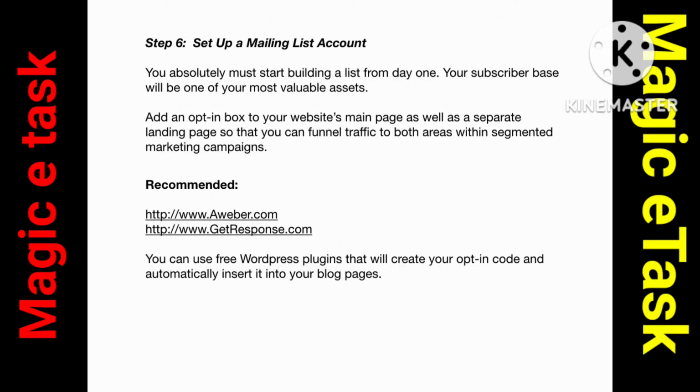Step 6. Set up a mailing list account. You absolutely must start building a list from day one. Your subscriber base will be one of your most valuable assets. Add an opt-in box to your website's main page, as well as a separate landing page, so that you can funnel traffic to both areas within segmented marketing campaigns. I recommend aweber.com or getresponse.com. You can also use free WordPress plugins that will help make your opt-in code integration much easier.